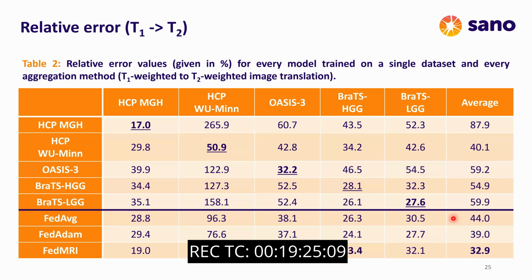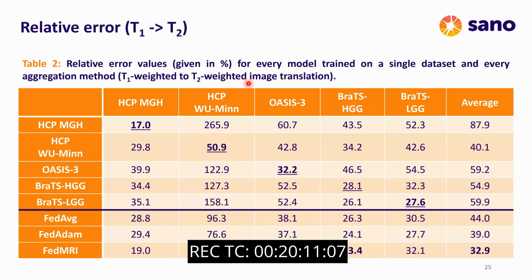In our research, we also compared various federated learning methods with models trained on a single dataset. And we used relative error as the metric. In the case of deep learning, the model's performance quality depends heavily on the dataset on which the model was trained. The best results are obtained by the model trained on the HCP WU-Minn dataset, and the worst by the model trained on the HCP MGH dataset. And also here we can see that most models struggle with properly translating the T2 images with the HCP WU-Minn dataset.